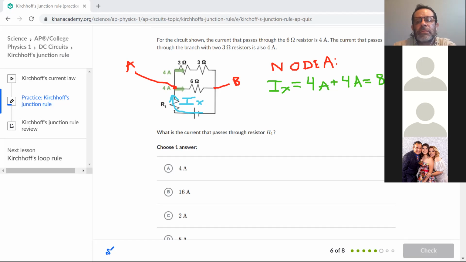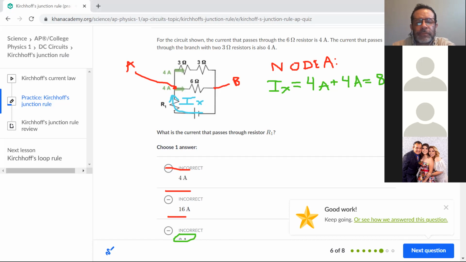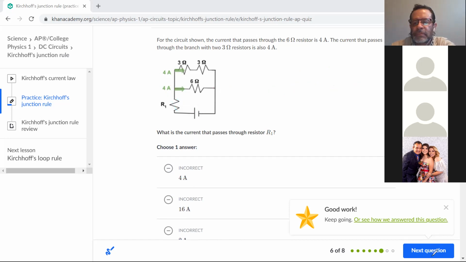8 amps. Man, I'm sorry, I multiplied. 4 and 4 is 8. So if we look at the answers over here, it's going to be no, no, no, and we should have 8 amps as the answer. Okay, let's see if that's true. 8 amps. Correct. So relatively simple.